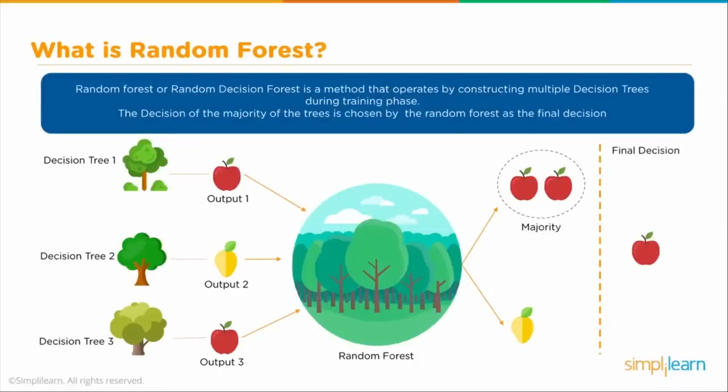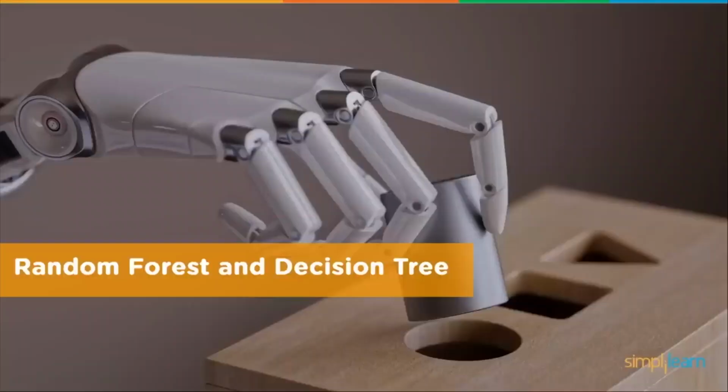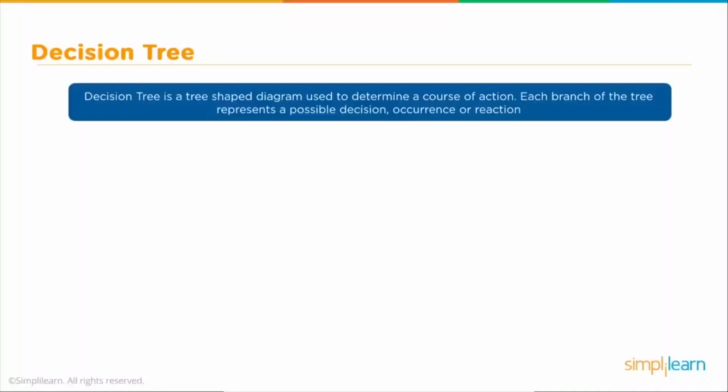To understand how the random forest works, we first need to dig a little deeper and take a look at the actual decision tree and how it builds that decision tree. In looking closer at how the individual decision trees work, we'll continue to use the fruit example, since we're talking about trees and forests. A decision tree is a tree-shaped diagram used to determine a course of action. Each branch of the tree represents a possible decision, occurrence, or reaction.